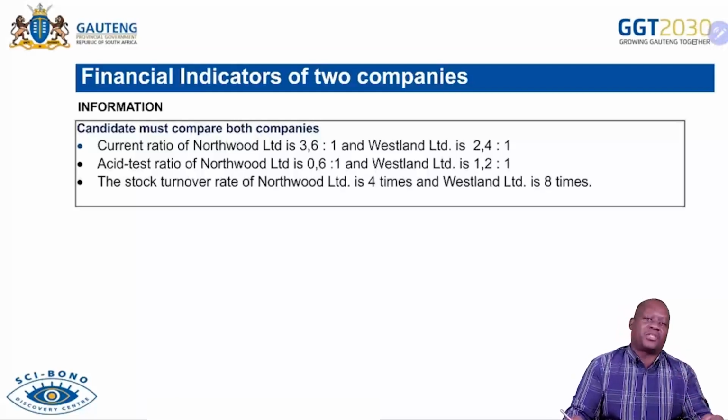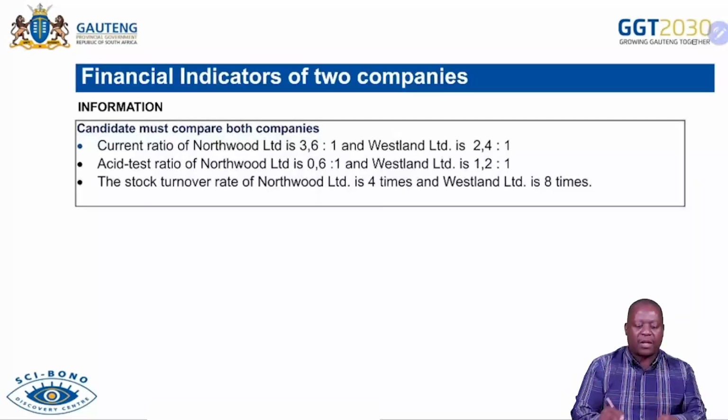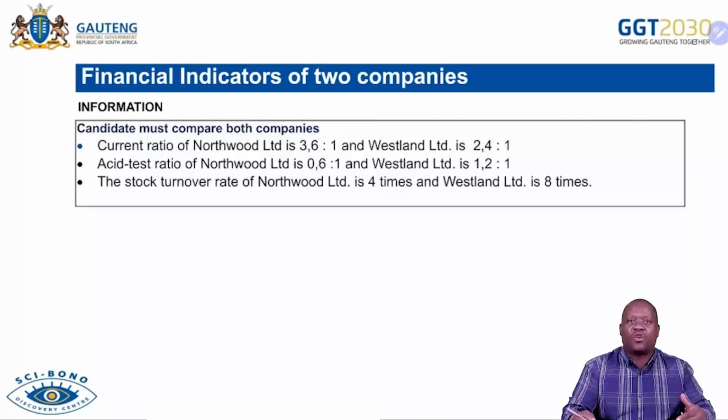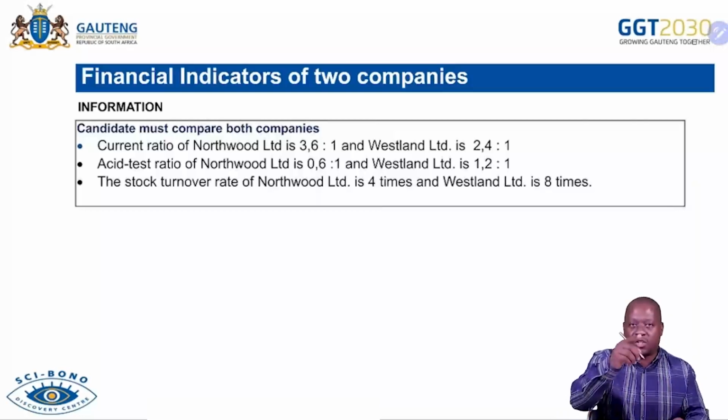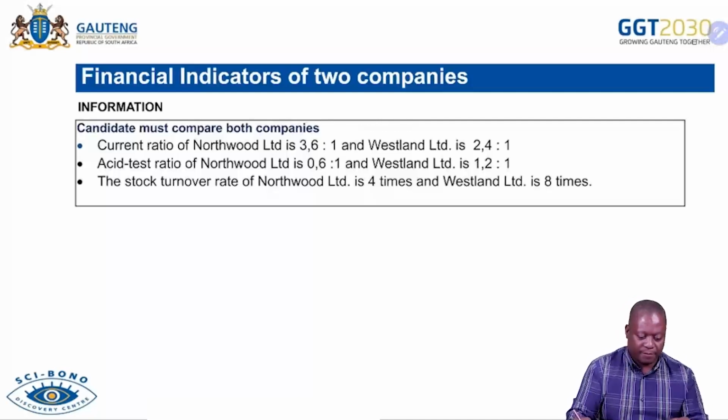One thing that is very important, if you are to compare, we need you to give us the indicators for both companies. You cannot just comment on Westland because they say it is the better one. No, you need to comment on both. So the current ratio of Northwood Limited is 3.6:1. And that one of Westland Limited is 2.4:1. Never say the examiner knows, so he will check. No, it's your duty to check and inform the examiner of what you are seeing.